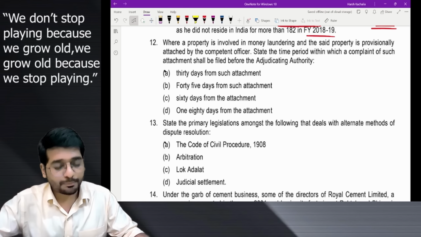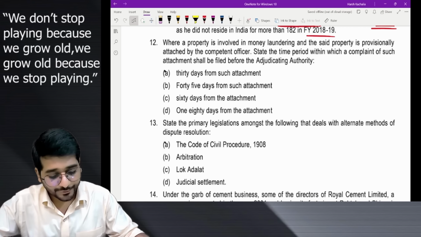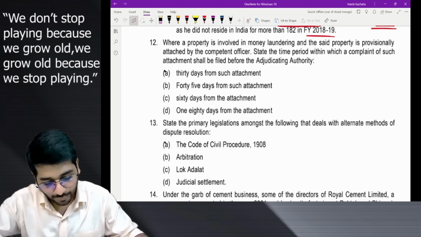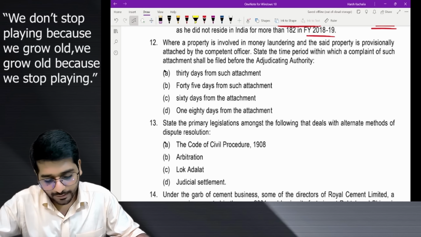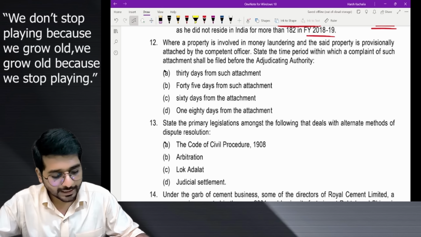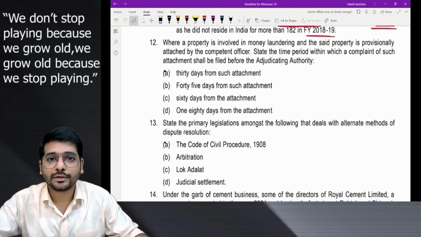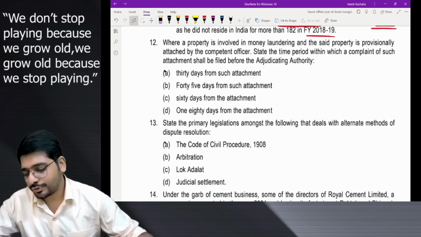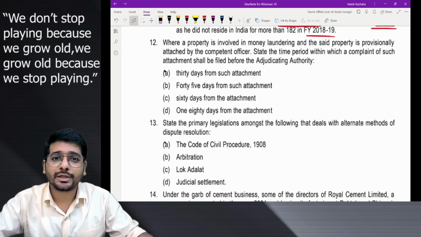And the said property is provisionally attached by the competent officer. Attachment under money laundering is there. Okay. State the time period within which the complaint of such attachment shall be filed before the adjudicating authority. Within how much time should you file the complaint before the adjudicating authority?